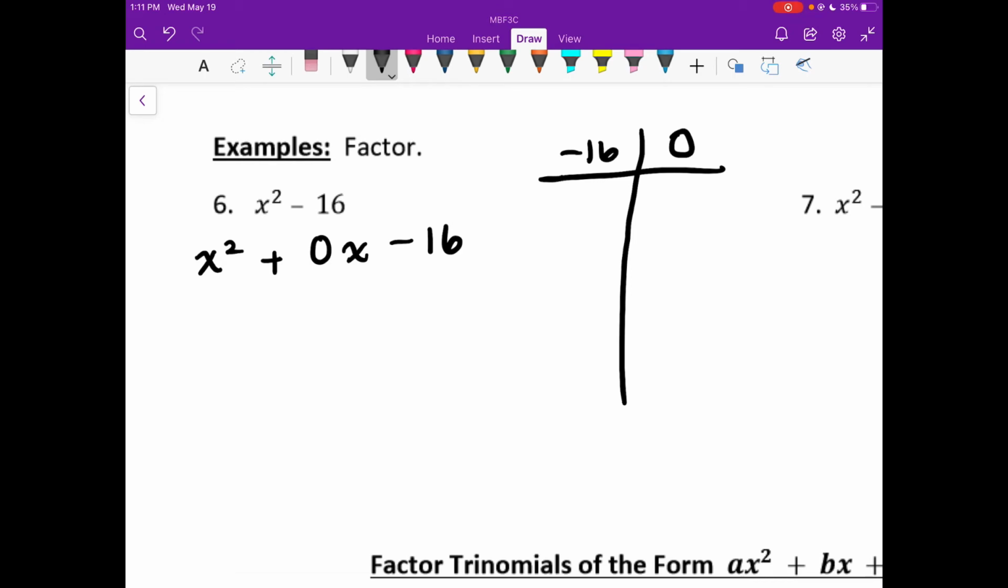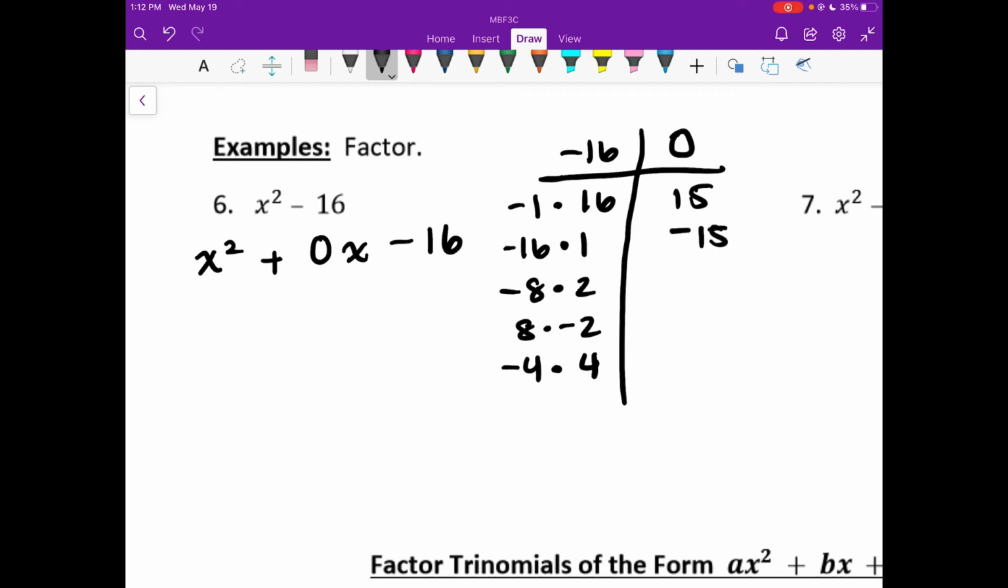So let's think about it. Two numbers that multiply to give you negative 16. Negative 1 and 16. Negative 16 times 1. Negative 8 times 2. 8 times negative 2. Negative 4 times 4. And it's the same thing, right? Negative 1 plus 16 is going to be 15, not negative 15, just 15, right? Negative 16 plus 1 is going to be negative 15. Negative 8 plus 2 is going to be negative 6. 8 minus 2 is going to be 6. Negative 4 plus 4 is going to give me 0.